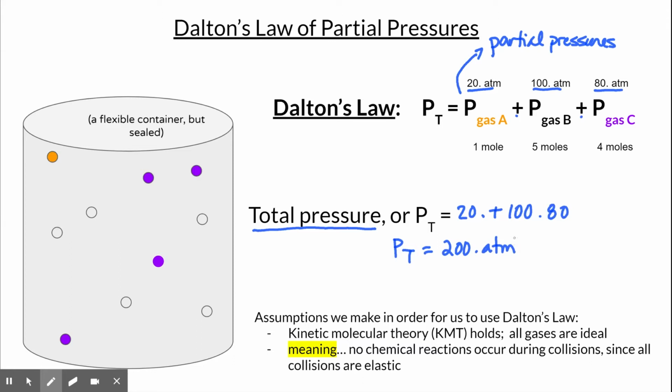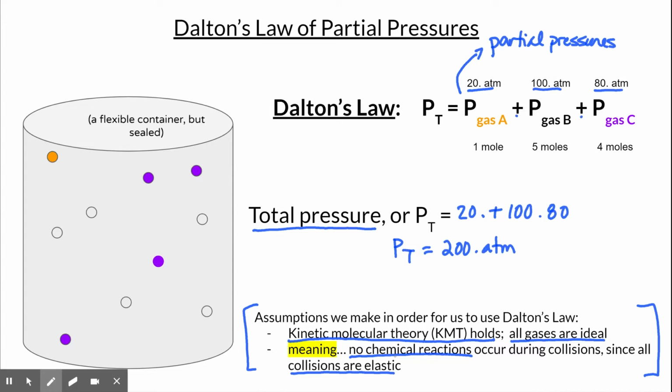So it's actually a very simple law on the surface. However, know that we have to make some assumptions in order for this to be that simple. And the assumption is that kinetic molecular theory, or KMT, will hold, and all the gases in the tank are acting ideally, meaning that there are no chemical reactions that occur during collisions, since all collisions are elastic. This is just for us to simplify our picture of what's going on in the tank.